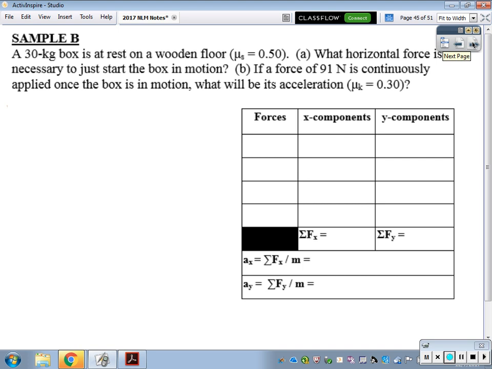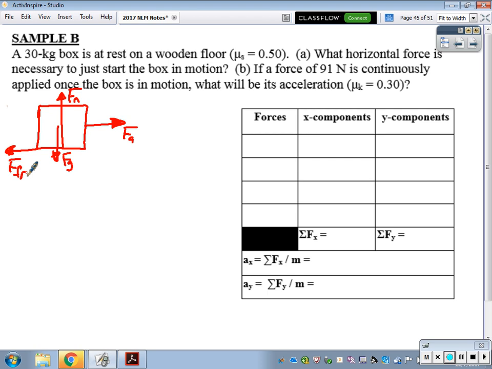So a 30 kilogram box rests on a wooden floor where we have a static coefficient of friction of 0.50. We're going to find a couple of different things. Okay? So I'm going to draw the free body diagram for our second part of this scenario, where we're going to have a force that is applied once it's in motion to figure some things out. We know we're going to have the weight. We know we're going to have the normal force. We know we're going to have some sort of applied force, which I'm just going to put to the front side of this. And then we know we're going to have some sort of frictional force.